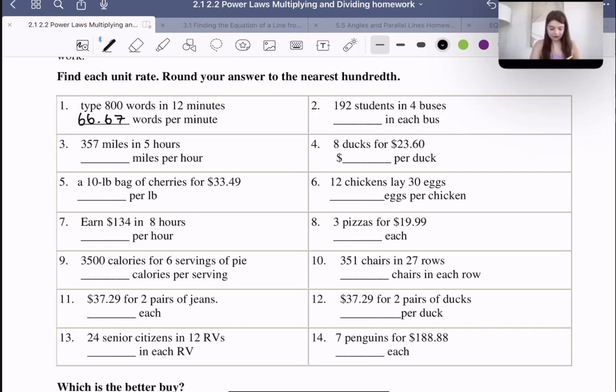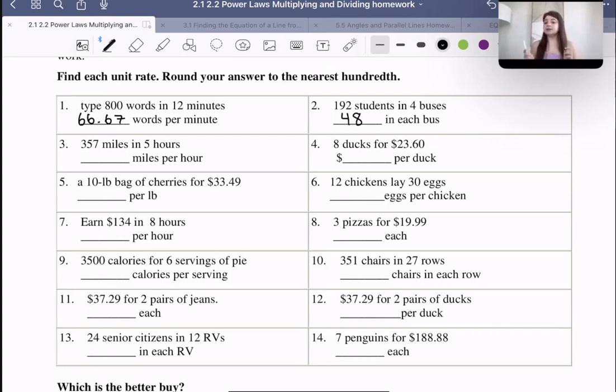Okay. All right. Now it says 192 students in 4 buses. How many in each bus? So, assuming that there's the same amount of students per bus, we're going to do 192 divided by 4 to get that if there's 192 students in 4 buses, that means there's 48 students per bus, 48 students in one bus, assuming that it's the same.